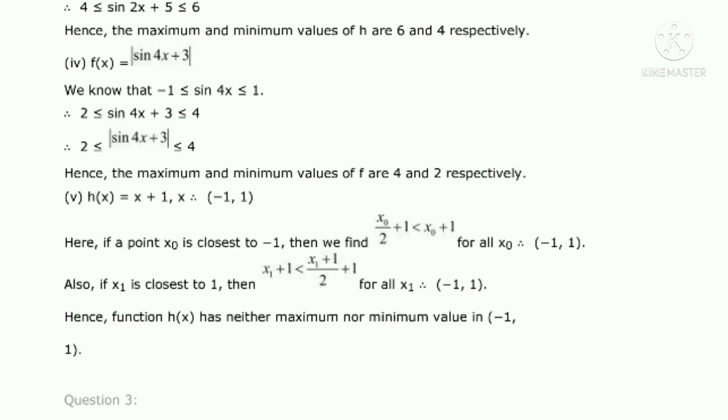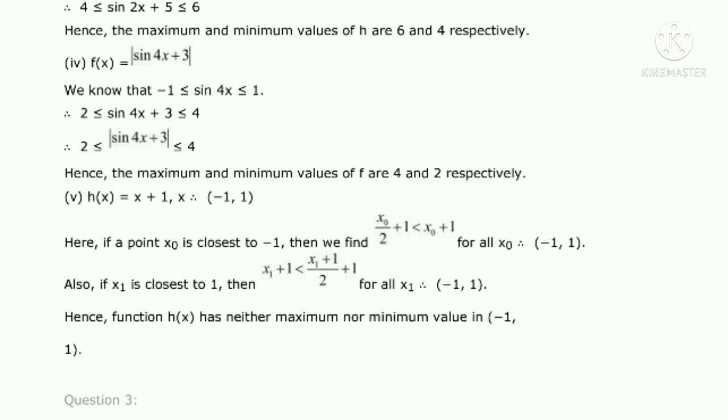So minus 1 and 1 are both excluded here, an open interval, is it not? The open interval concept is in between, so minus 1 and 1 are not included here. So it is written here: if a point x naught is close to minus 1, as close as to minus 1, we consider a point x naught. Then we find x naught by 2 plus 1 is less than x naught plus 1.